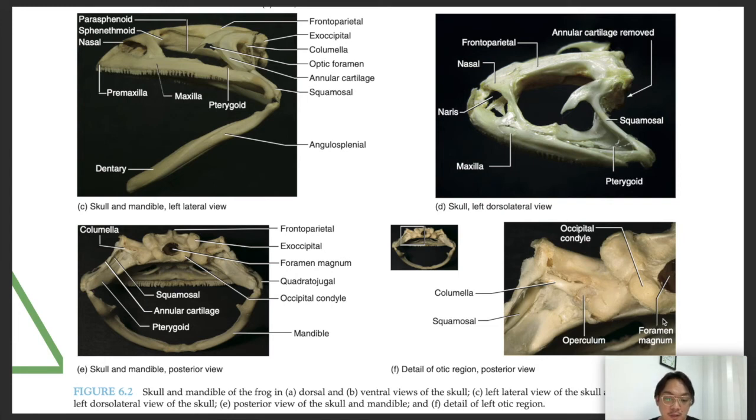And for the skull mandible posterior view, we have the same set of parts. For the skull left dorsolateral view, we have frontoparietal, the nasal, the nearest, the maxilla, the pterygoid, the squamosal, and the annular cartilage, which is being removed. And the detail of the otic region, the columella, the squamosal, foramen magnum, operculum, and occipital condyle. So you see the foramen magnum, which is an opening going into the brain of your frog.